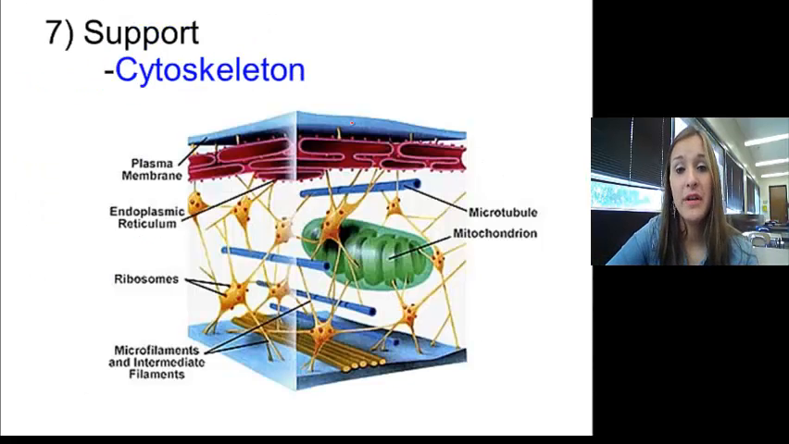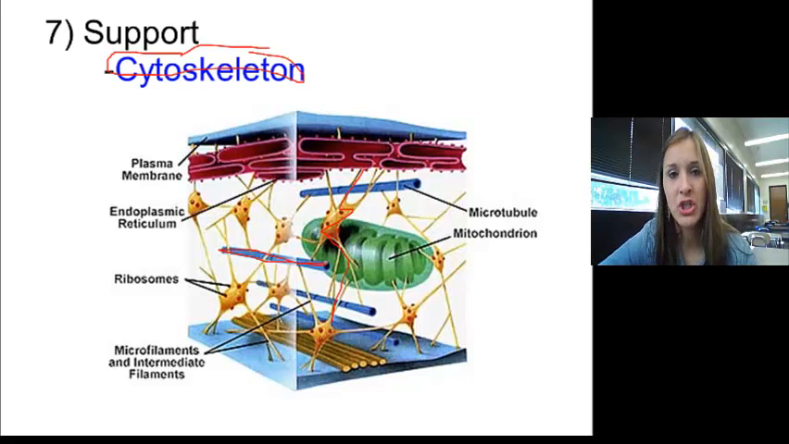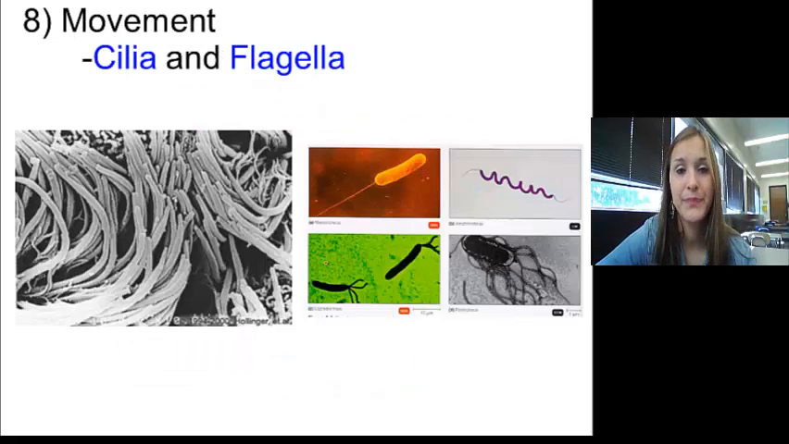For support in our cells, not only do we have the cell membrane and cytoplasm, but we also have the cytoskeleton. The cytoskeleton is this network of tubules, sort of what looks like a spider web, that helps keep the shape of the cell. So it's easy to remember because our skeleton helps us not become a big pile of mush, and a cytoskeleton is basically a skeleton inside of a cell.